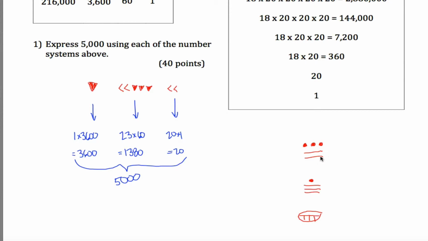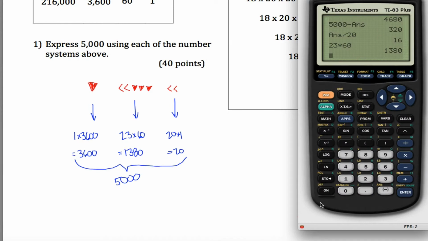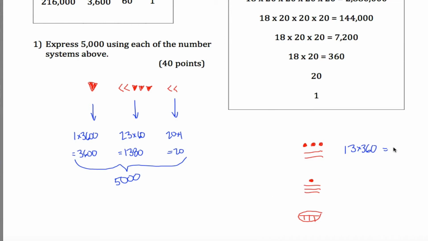Same idea over here. This is the 360 row. And how many of them do I have here? Well, 5, 10, 13. So 13 times 360, which I will pull out a calculator to do. So I don't remember what that was equal to. It was 4,680.